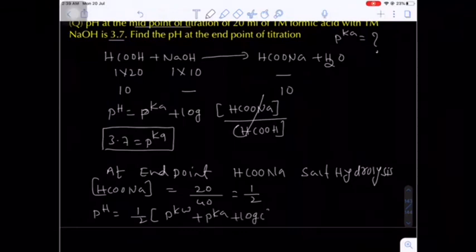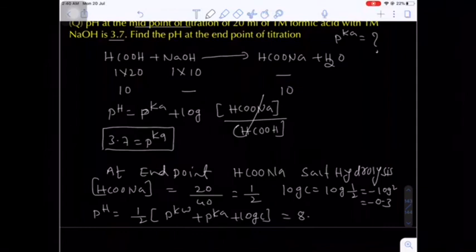Okay, now from here what is the pH of the solution? Half into pKw, plus pKa plus log C. Log C is nothing but log of 1 by 2. Log of 1 by 2 is nothing but minus log 2. Minus log 2 is nothing but minus 0.3. After simplification you will get the answer 8.7.